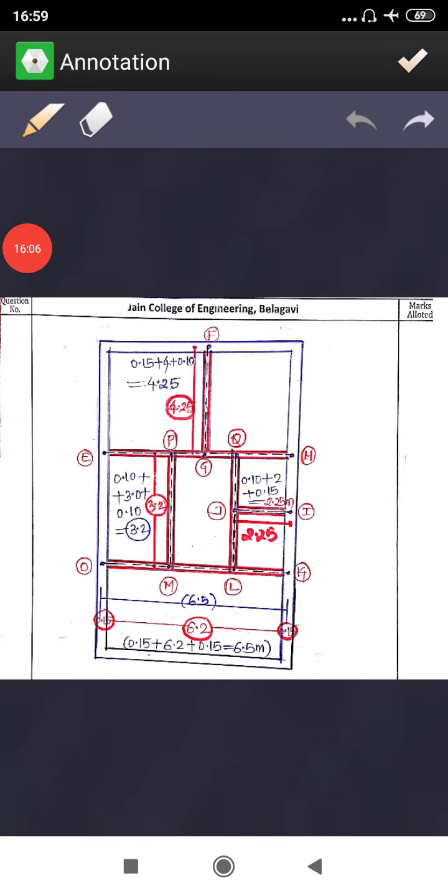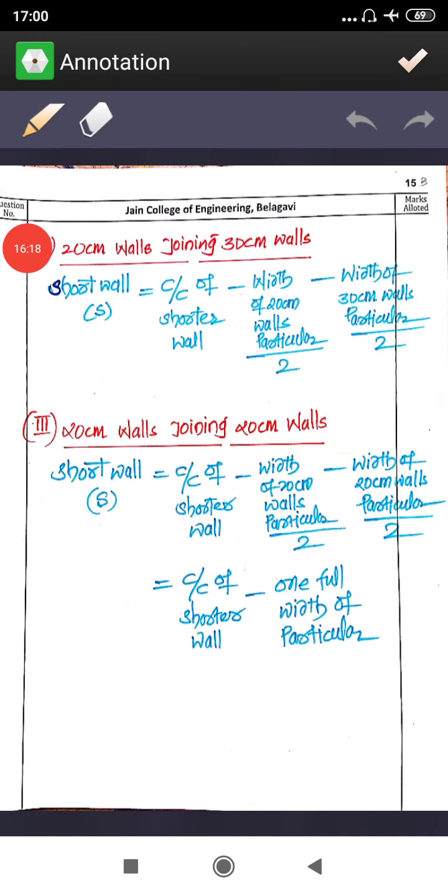And when you will be dealing with 20 centimeters, there is no problem. Here also you have to deduct 20 centimeter walls particular. And that's what I am showing, 20 centimeter wall joining 20 centimeter.